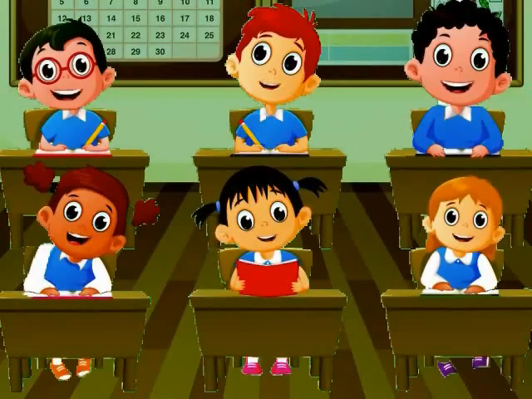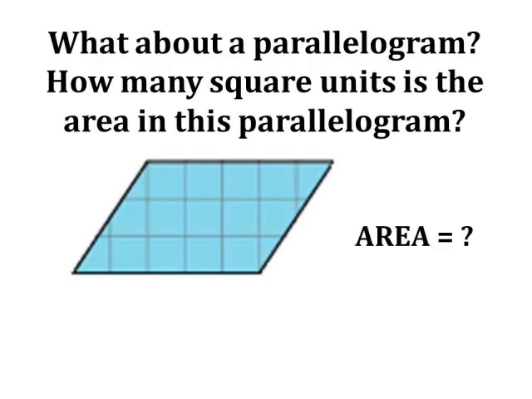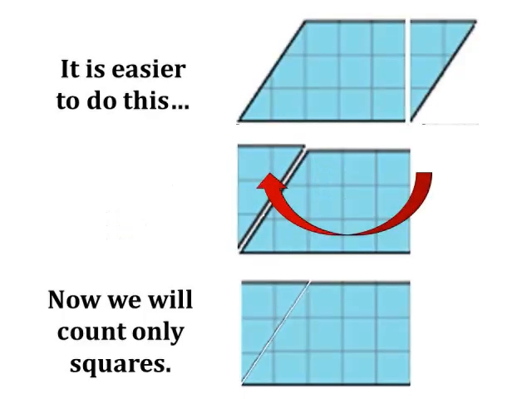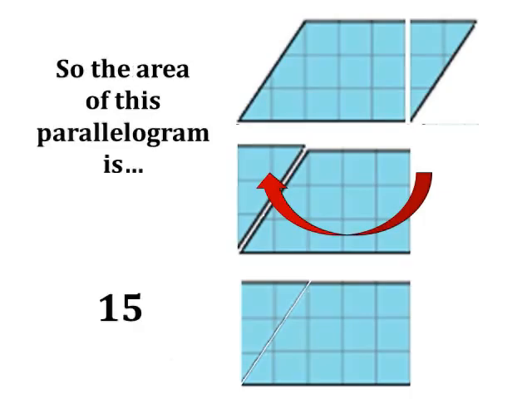Gets nyo ba? Yes. What about the parallelogram? How many square units is in the area of this parallelogram? Well, it is very hard to count the small triangles and the incomplete squares inside the parallelogram. The small triangles are not exactly 1/2 of a square, so are the incomplete squares. So we do this. We cut one triangular part of the parallelogram, then we place it to the other side, forming a rectangle. Now we only have squares in the figure, and we can count them. So in this parallelogram, there are 15 square units. So the area is 15.